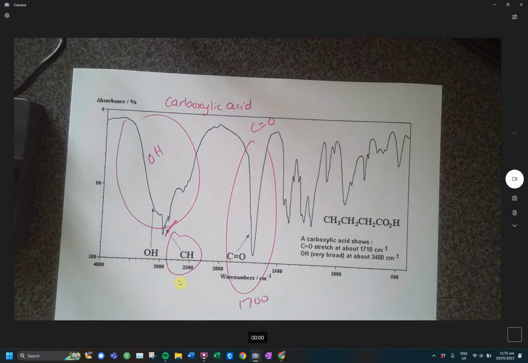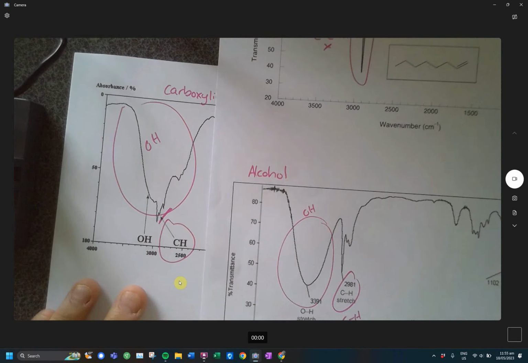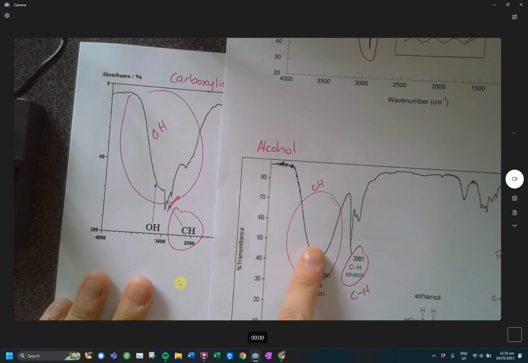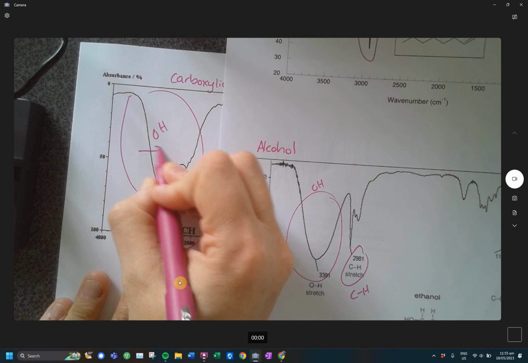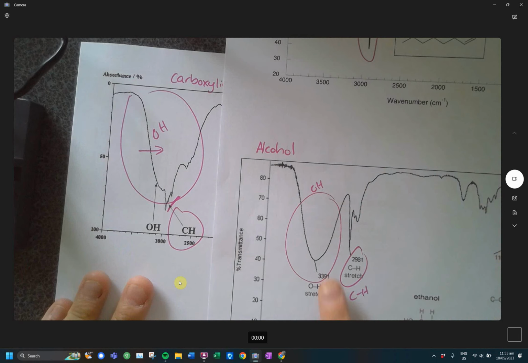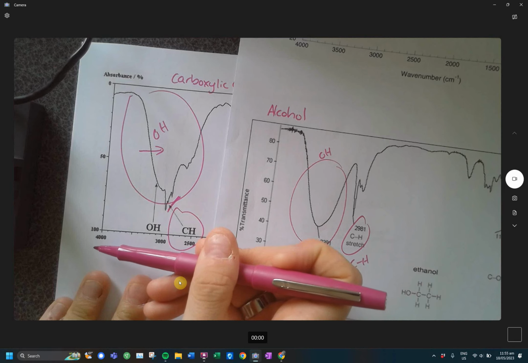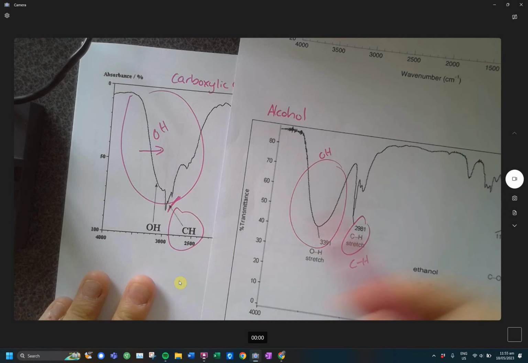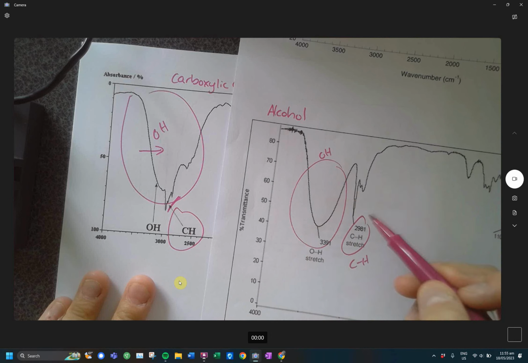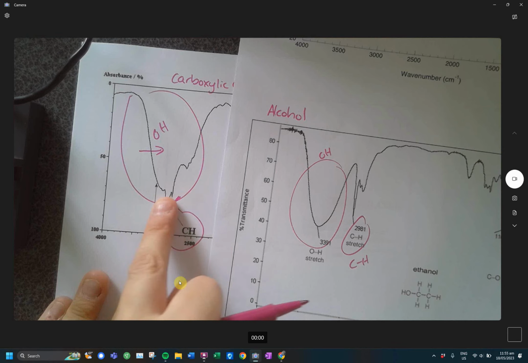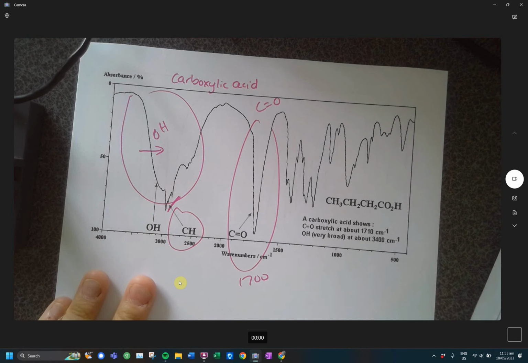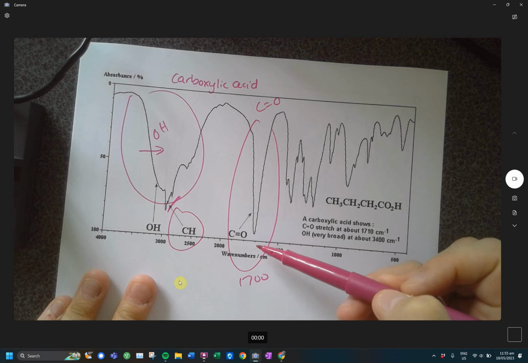Now, some things to note that are slightly different with this one is that this OH, you see how it's kind of shifted downward a bit. It's not as near 4,000. It's gone down a bit and it's kind of crashed into the CH. So in a normal alcohol, the CH is quite separate from the OH. In this case, it's kind of blended together. So that's another hint that we have a carboxylic acid. The other reason why I know it's a carboxylic acid is I have the carbonyl as well.